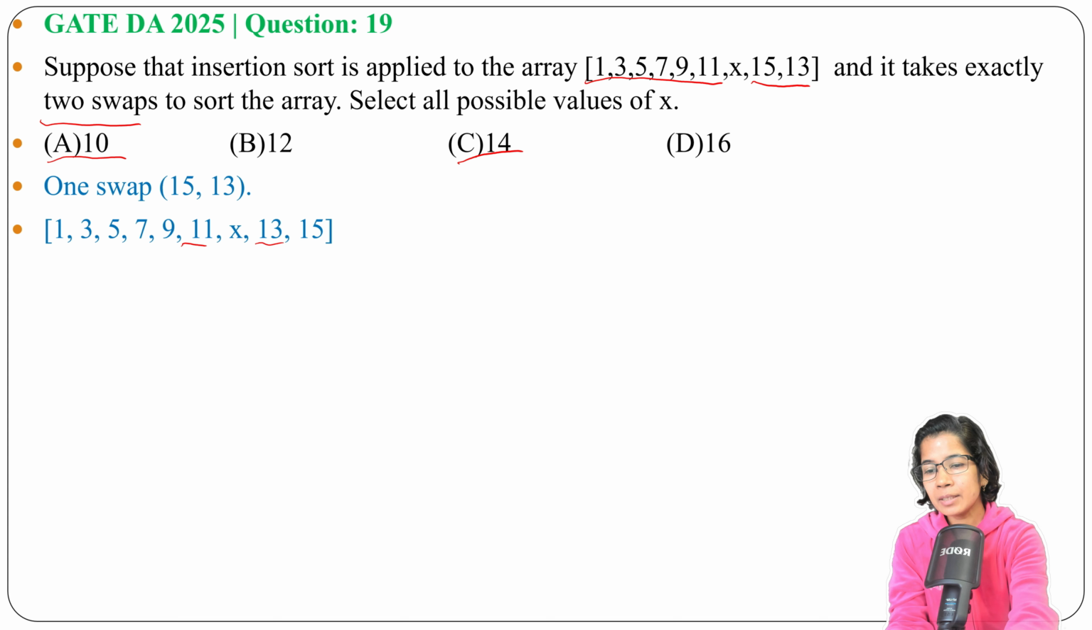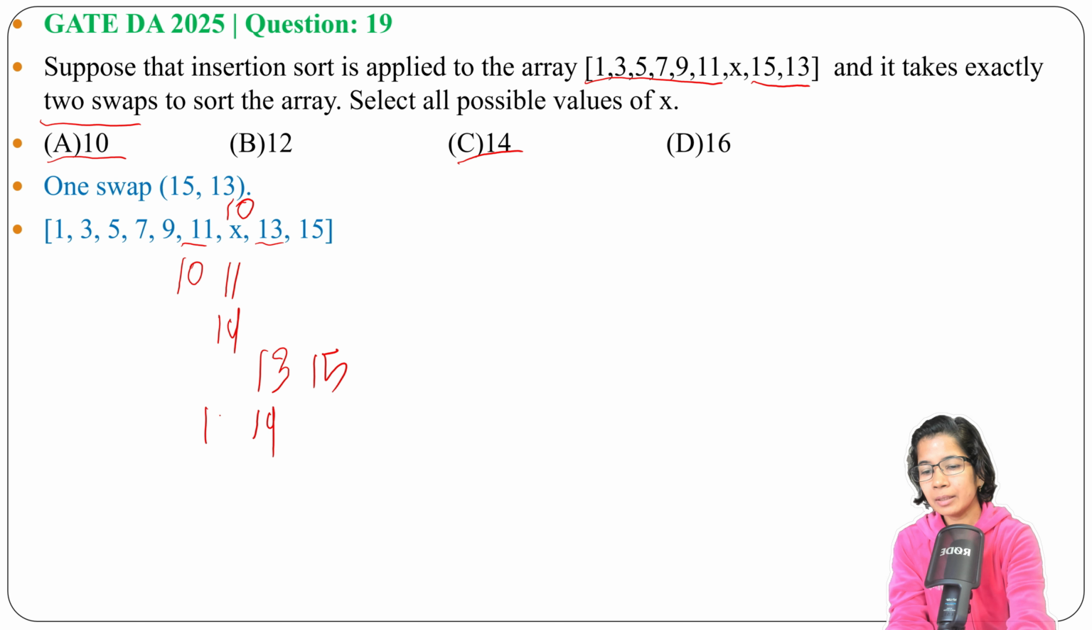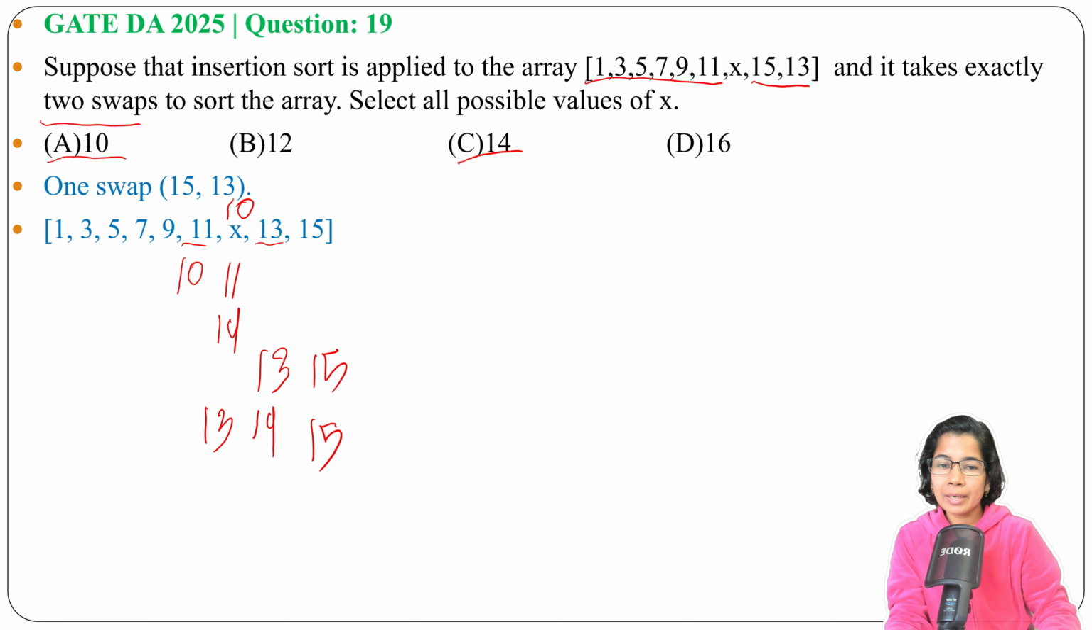So if in place of x we write 10, then this 10 can swap with 11, 10 will come here, 11 will come here. Then in place of x, if we write 14, this 14 will swap with 13, 14 will come here and 13 will come here. Either it can swap with 11 or it can swap with 13. x possible values are either 10 or 14.